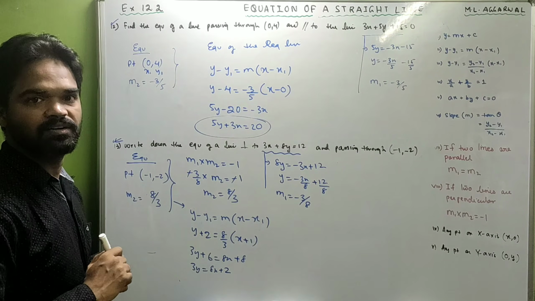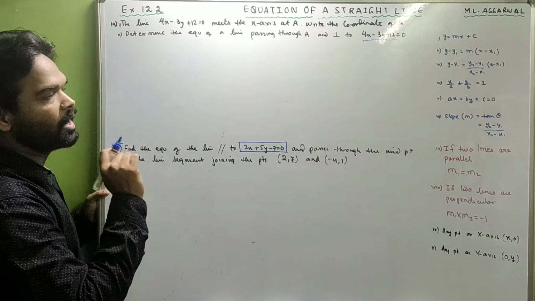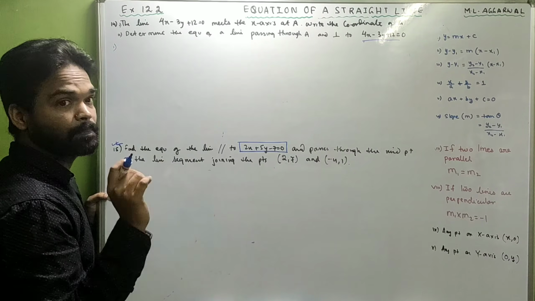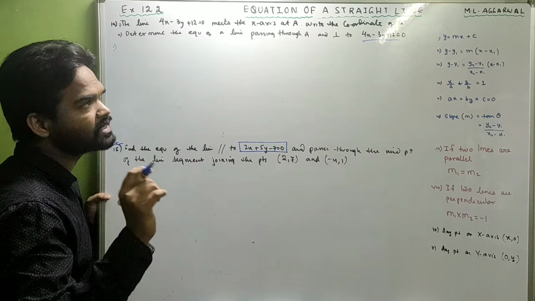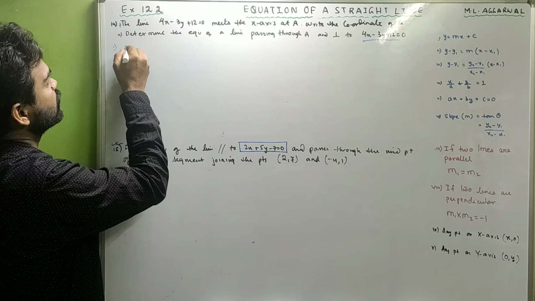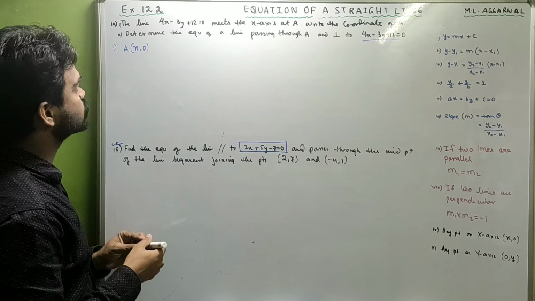Now let us look at the next sum. Now look at sum number 14. There are two parts. The first part says the line 4x - 3y + 12 = 0 meets the x-axis at A. Write down the coordinates of it. We know A is, suppose, (x, 0). Any point on the x-axis is (x, 0).